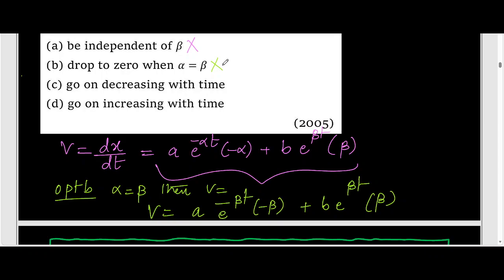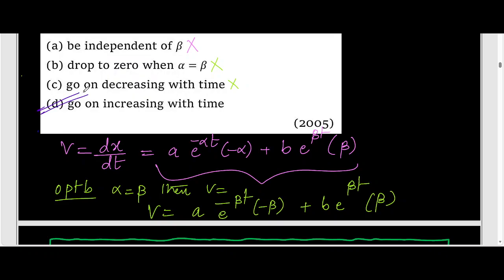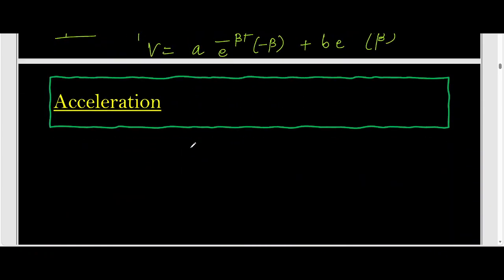Go on decreasing with time. Will it decrease with the time? No. So what is the right answer now? It will go on increasing with the time. Okay, so answer is option D. Why does it increase with the time? Because velocity is dependent on exponential e power beta t, where it was mentioned all a, b, alpha and beta are positive constants. So velocity will go on increasing with time. Option D is the right answer. So I hope you are clear with the velocity part.